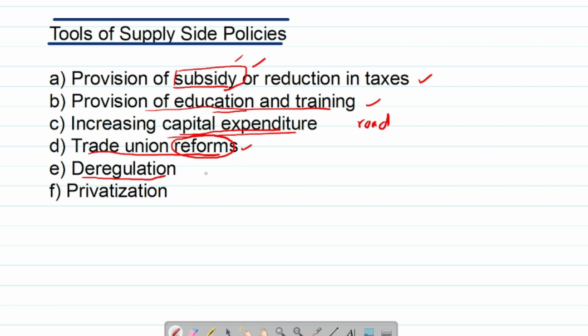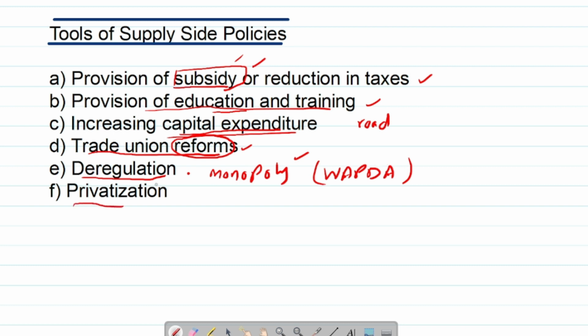Deregulation is when the government deregulates monopoly firms. Monopoly is basically a kind of firm that has dominated the entire industry, like WAPDA in Pakistan, the electricity seller in Pakistan. It is the only company that sells electricity in Pakistan. So it is a monopoly position. So if the government deregulates the monopoly position of a certain firm, then new firms will enter the industry, and as a result the overall output of the country will increase.